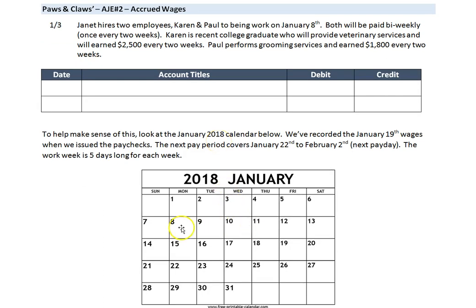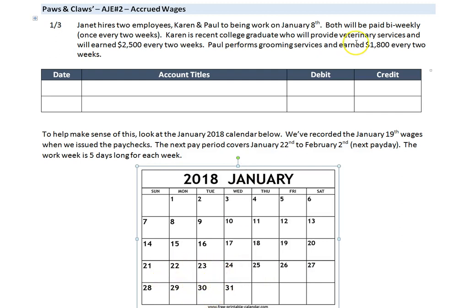All right, when did we hire these? We hired them on the 8th. They're going to work for 2 weeks, and we paid them on the 19th. So we've already accounted for this pay period. We started on the 8th. We paid them on the 19th. They're working bi-weekly. What's going to happen on the next period, though, if we just imagine this is the first week, this is the second week, so we have February 1st and February 2nd right here. But our month ends on January 31st, so we're going to owe these workers for 1, 2, 3, 4, 5, 6, 7, 8 days. 8 out of the 10 days of that period are in January.